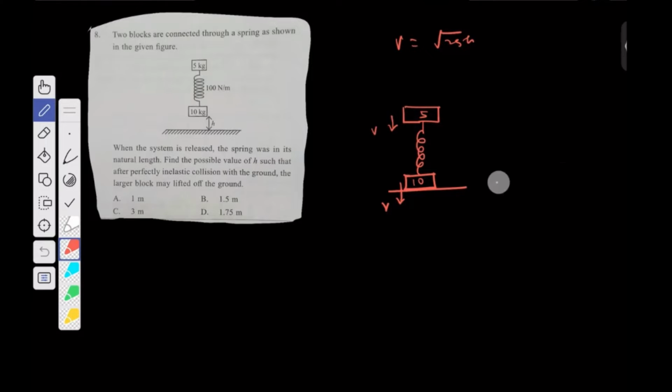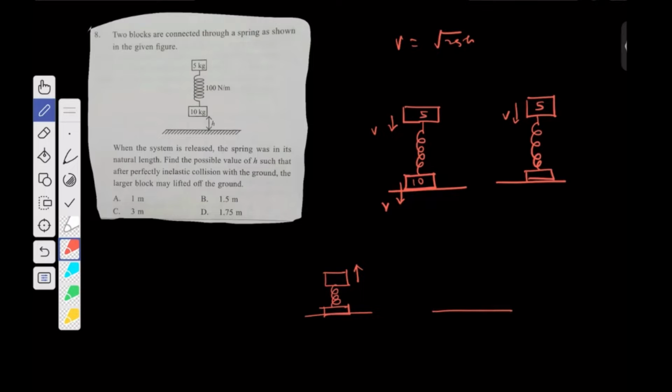Just after the collision, the 5 kg block will continue moving with speed v, but the 10 kg block will come to rest. Because the 5 kg block continues moving with speed v, it will compress the spring, then it will bounce back. They are asking us the minimum value of h so that the lower block can be lifted up. It will compress the spring until the kinetic energy becomes zero; whatever kinetic energy the 5 kg block has will all be in the form of potential energy of the spring. And then it will bounce back.